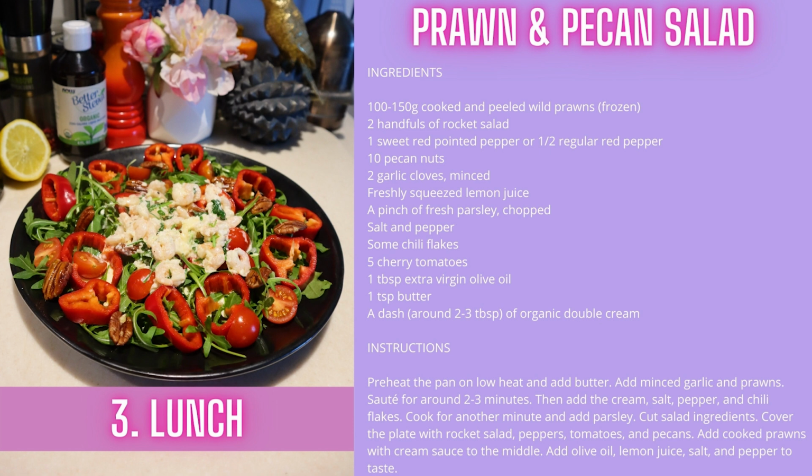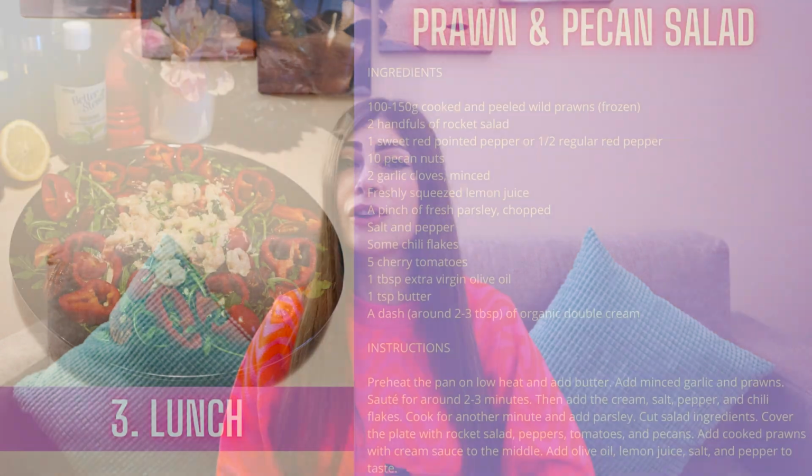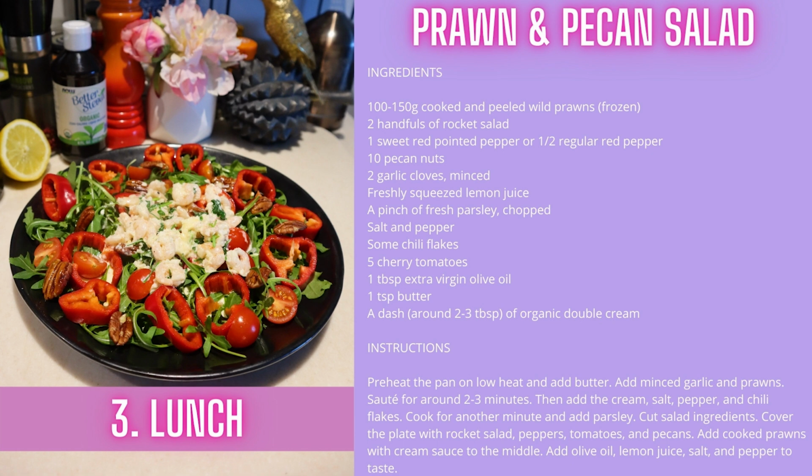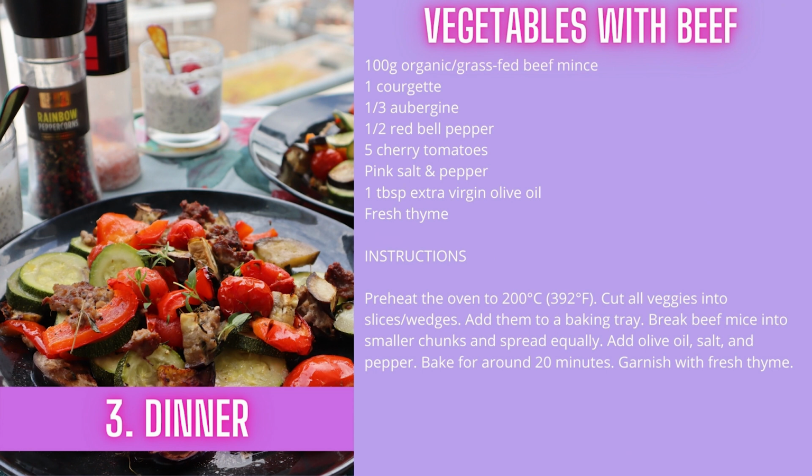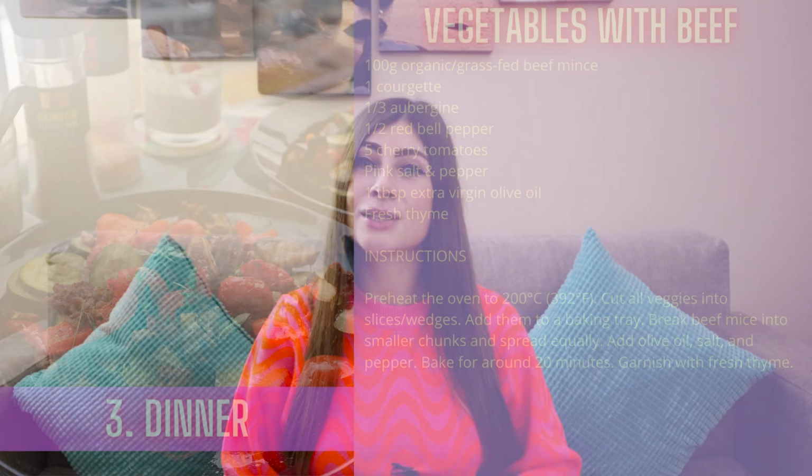And the third day, for lunch, prawn, pecan, and rocket salad. It takes only 7 minutes to prepare. That's quicker than any pasta, rice, or potatoes. That's as fast as fast food, but a lot healthier. You only cook prawns for a few minutes and drop them on rocket. That's it. And that's dinner, veggies with beef, baked in the oven. You cut veggies, break beef mince into smaller chunks, and add some olive oil, and cook in the oven for 20 minutes. Very easy. So that's how I make following clean keto diet easy.